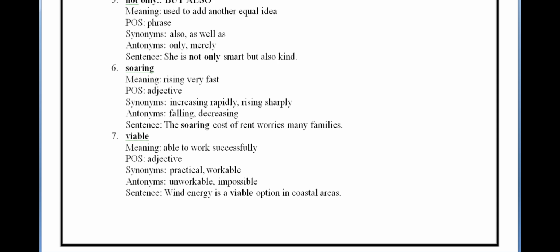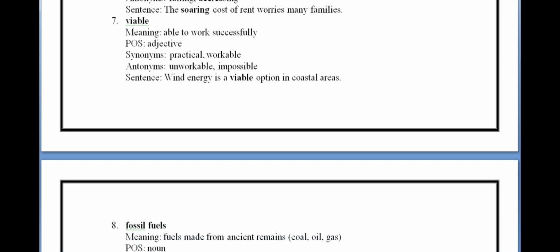Word 8. Fossil fuels. The fuels made from ancient remains like coal, oil, or gas. Those sort of ancient remains are called as fossil fuels. It is a noun phrase. Synonyms are petroleum fuels, coal, and oil. Antonyms are renewable energy or solar power. Sentence, countries are reducing fossil fuels to protect the environment.